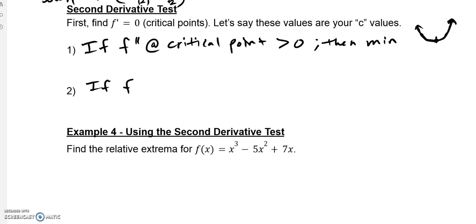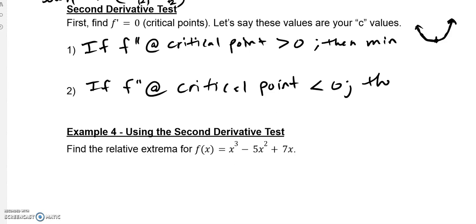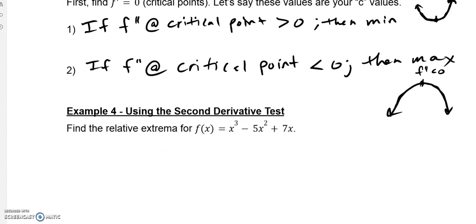So if the second derivative, again, at a critical point, is less than 0, then it's a maximum, right? Because if it's less than 0, it's concave down, your slopes are decreasing. So right here's your critical point, and if the second derivative is less than 0, then it is a maximum point. So let's try that on here.